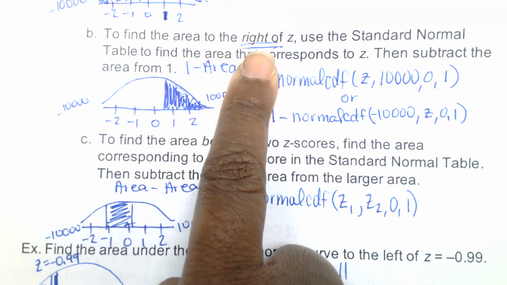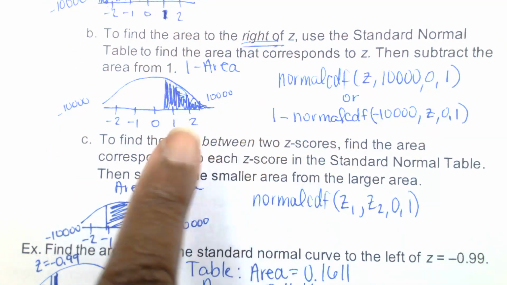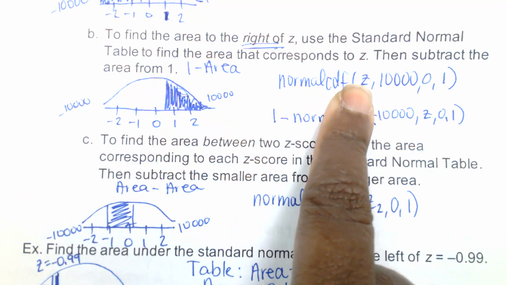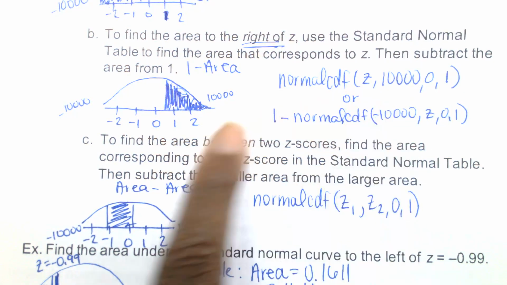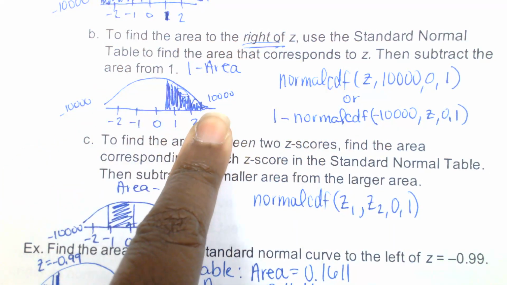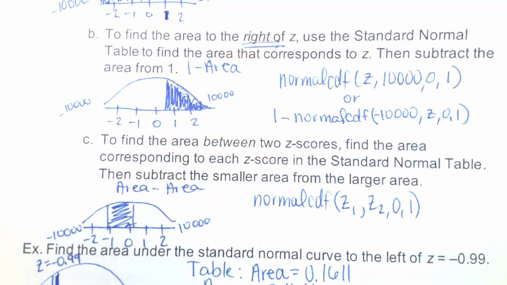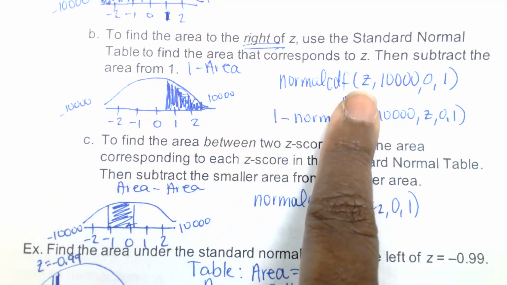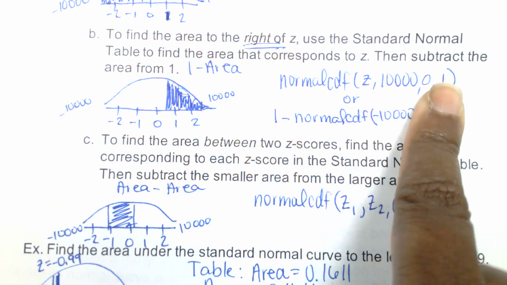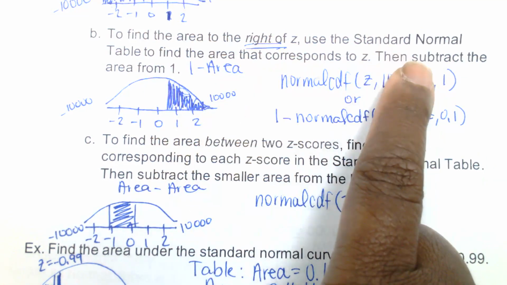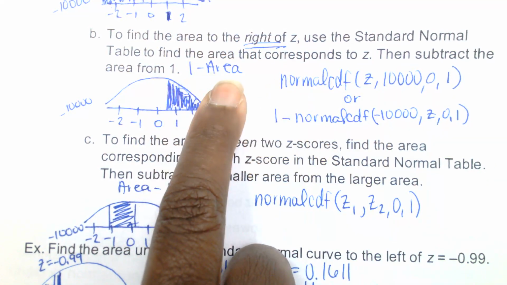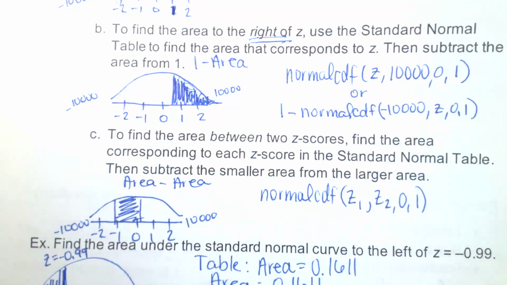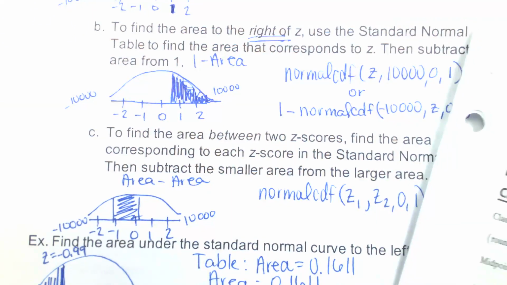For right of z or right of x, our shading should look like this. In the calculator, you can do z first and then 10,000 because we have a starting point, and then we're going to 10,000 or some large number. It doesn't matter what it is. So whether it's a z or x, that goes first, and then the 10,000 goes next, and then your mean, standard deviation. If you're using a table, we have to find our area and take the complement of it. So remember, our table is only reading left. The table is only reading left.